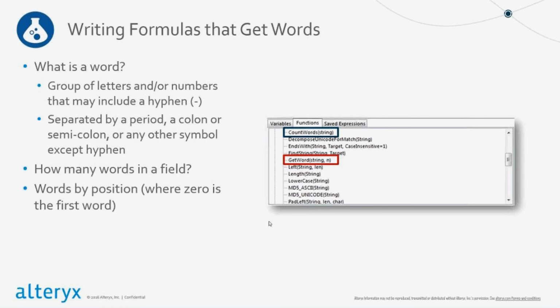A count words function will get how many words there are in a field. And a get word function will get a word by position. Remembering again, as we discussed earlier, that 0 is the first word. So essentially two things we can do with words. We can count how many words a field has, and we can get a word by its position. In either case, we're telling it what field, obviously, to count or to get the word from.